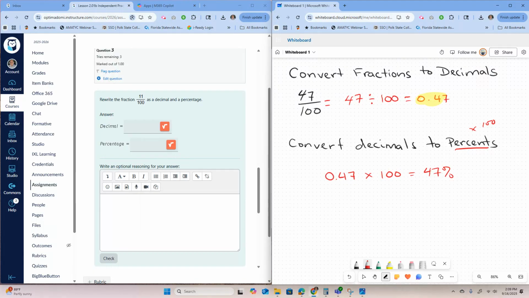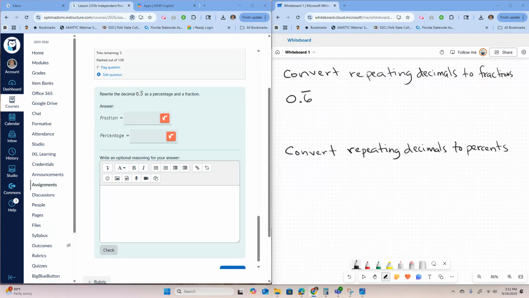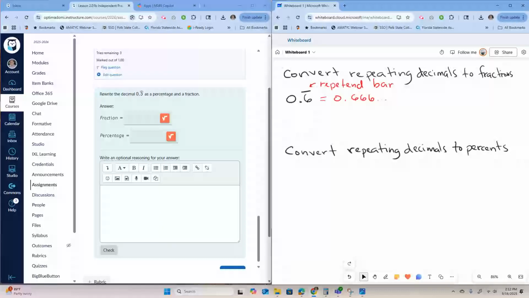Let's go to number 4. In question number 4, they gave us a repeating decimal. This looks like a bar. It doesn't look like a straight line, but it should be a bar. This line is called the repetend bar, and basically it means that this is a repeating decimal. So this is the same thing as saying 0.666, etc. You're repeating the 6 forever. Okay, that's what that means.